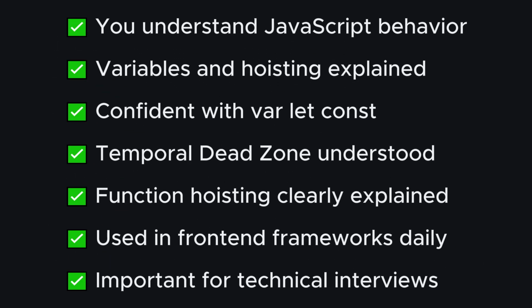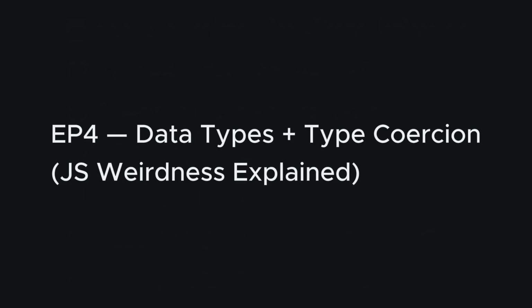Congratulations, you now understand why JavaScript behaves the way it does with variables and hoisting. You can explain var, let, const, hoisting, the temporal dead zone, and function hoisting with confidence. These are core concepts used every day in front-end frameworks, back-end applications, and technical interviews. In the next episode, we'll explore JavaScript data types and type coercion, where we'll uncover why JavaScript sometimes gives results that seem impossible.